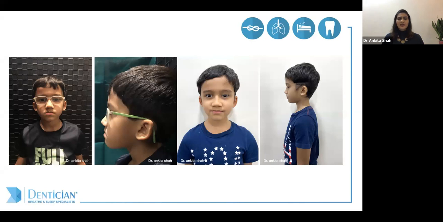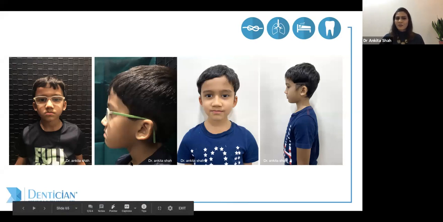He had a tongue tie also. Now this child has been treated with a combination of multiple things. We have changed the facial growth. We've used prefabricated appliances. We've also used expanders. We've also used myofunctional therapy, and we've also performed a tongue release for this child. And that's how we could correct the postures as well.